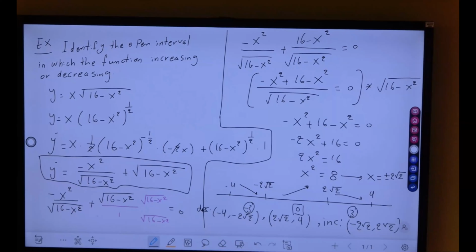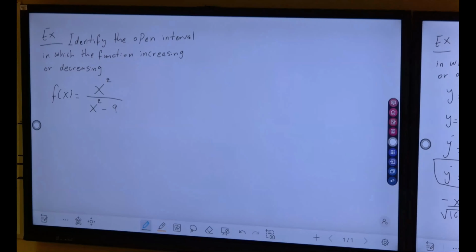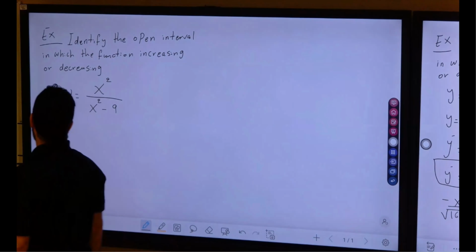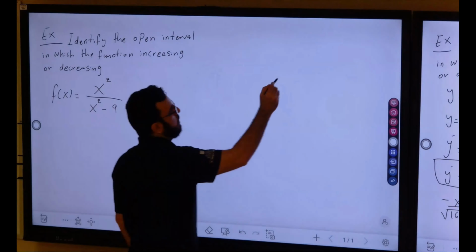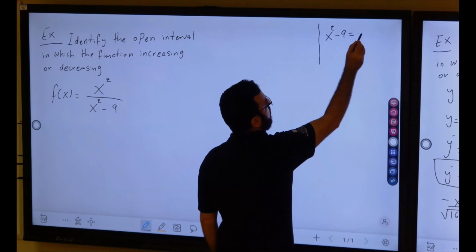Which number are you going to plug in here to get the function undefined? So on the side, I'm going to say x squared minus 9 equals 0.